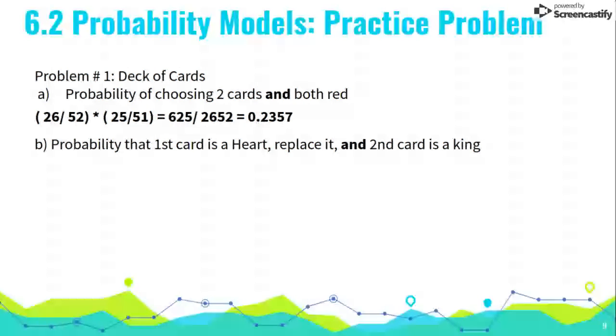The second one is the probability that the first card is a heart, you replace it, and then the second card is a king. So this one explicitly tells you that it replaces it, and it's an and problem. There are 13 hearts in a deck of 52 cards, so 13 over 52, and replacing it, 52 stays the same. Then there are 4 kings in a deck of 52, so you would do 4 over 52, and you multiply those, and it's 1 over 52.